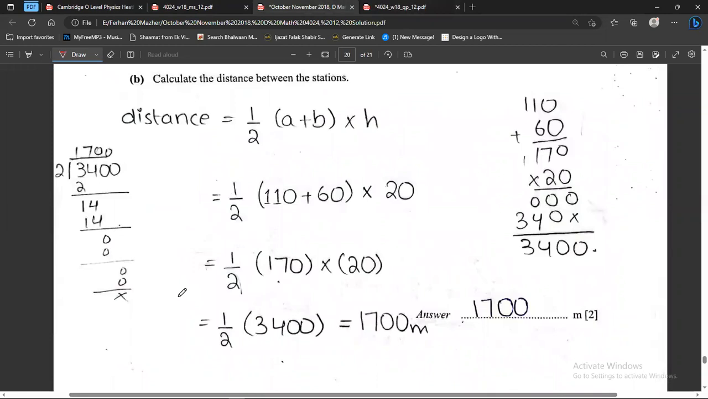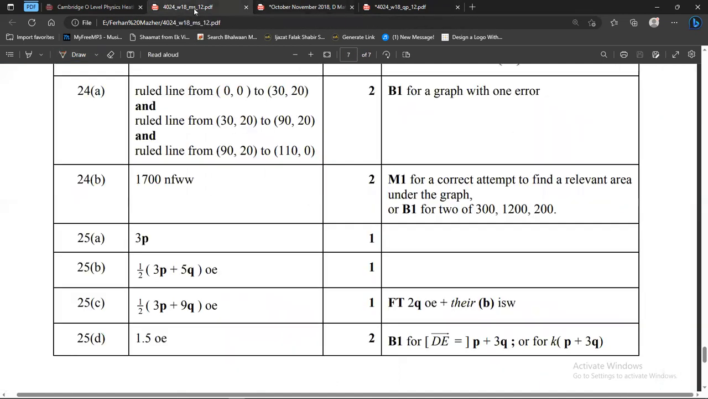So here I have taken this as a trapezium. So 1/2 into the sum of the parallel sides into the height of the trapezium. So it will be 1/2 into 110 plus 60 and into 20. So it will be 1/2 into 170 into 20, and that will be 3400 divided by 2, and that will be 1700 meters. So my answer is 1700 meters.